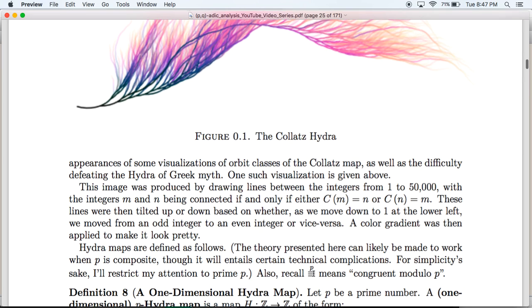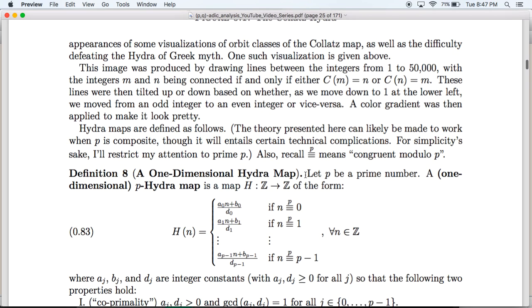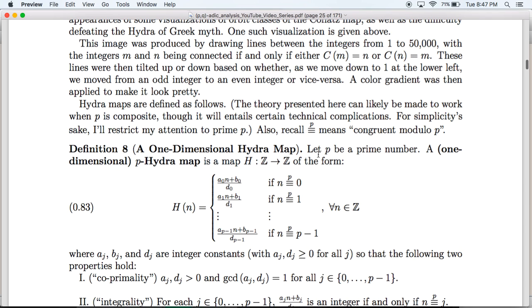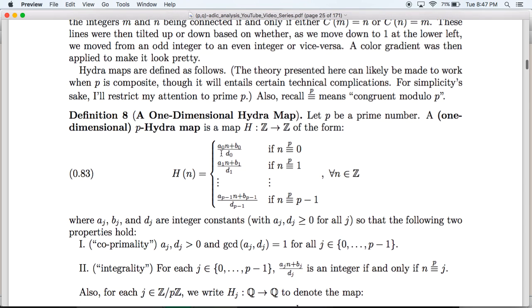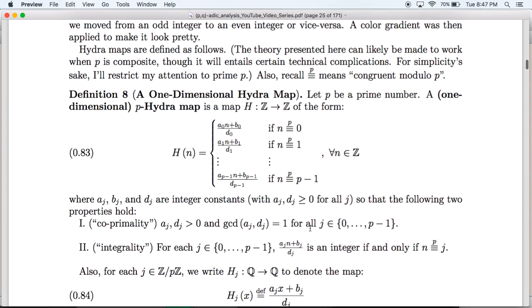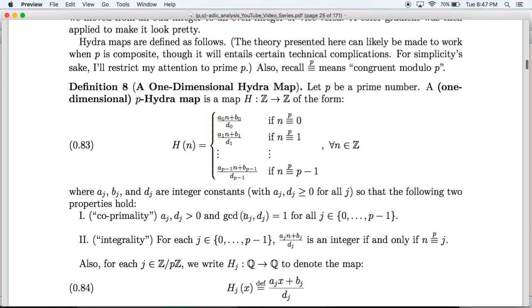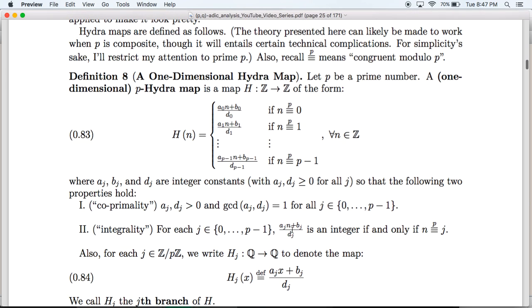Also, remember that the triple bar with a p on top means congruent modulo p. So let p be a prime number. Then a one-dimensional p-Hydra map is a map H from Z to Z of the following form. Here, I call these individual maps the branches of H. And here, a_j, b_j, and d_j are integer constants with a_j and d_j greater than or equal to 0, so that the following two properties hold. The a_j and d_j are coprime, and for each j, the output is an integer if and only if n is congruent to j mod p.